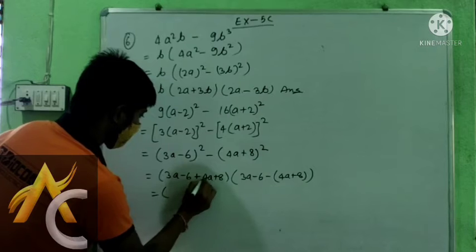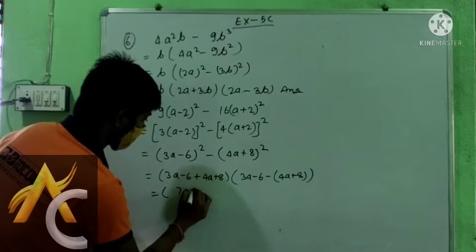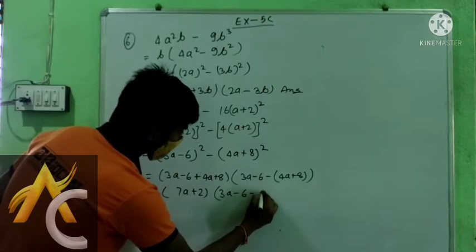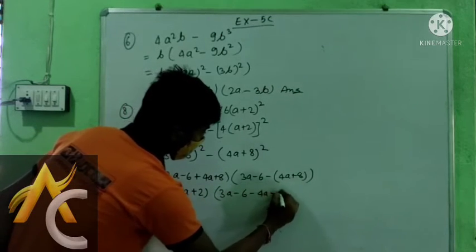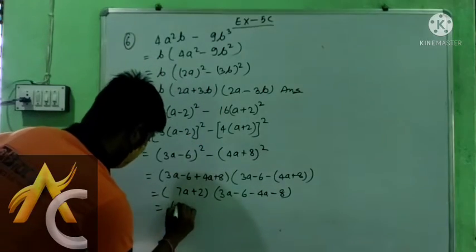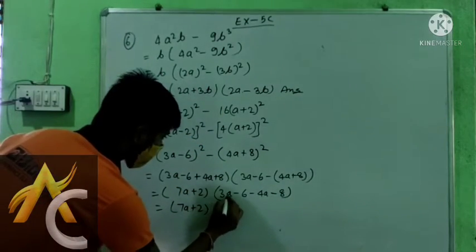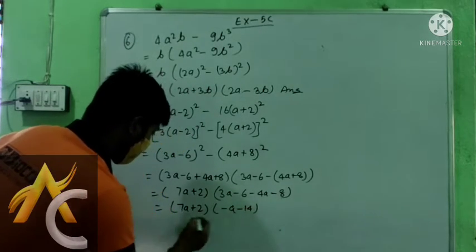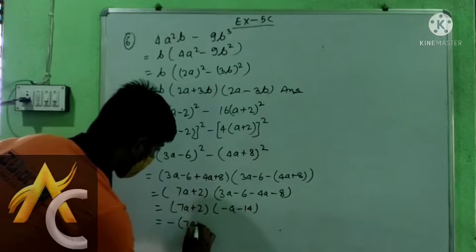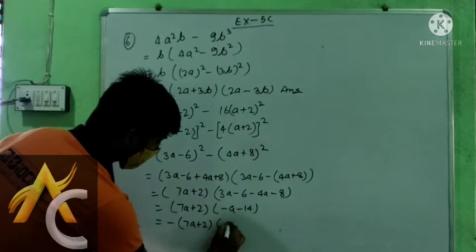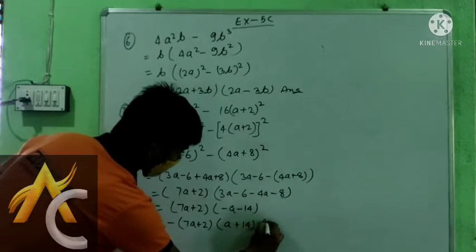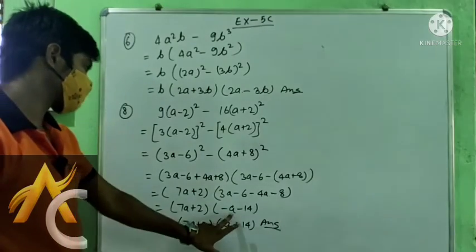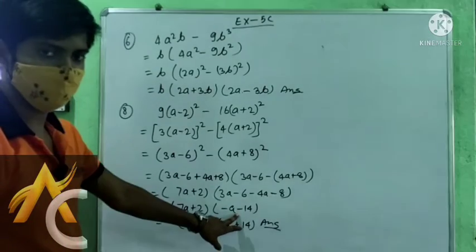It will be 3a plus 4a becomes 7a, minus 6 plus 8 becomes plus 2, and here it is 3a minus 6 minus 4a, and minus into plus will be minus 8. So (7a plus 2) into (3a minus 4a will be minus a, minus 6 minus 8 will be minus 14). If you take minus common from here, then it will be minus (7a plus 2)(a plus 14). This will be your answer. It all depends on you whether you want to take the negative sign common or not.